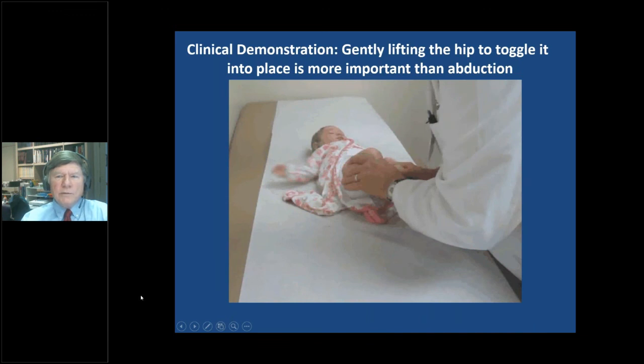Here's a clinical demonstration of the examination, and you can see that it's very gentle and the baby tolerates it very well.